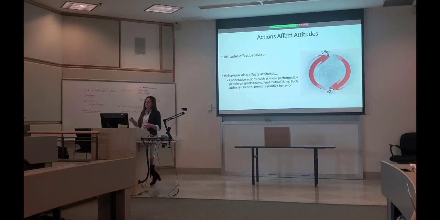Okay, so there's sort of a cycle. Cooperative actions, when people help each other, actually feed mutual liking. And that leads to more helping. And you can get into a positive spiral. And then you can imagine conflict as a negative spiral. We're doing things to each other that aren't very nice. Now we don't like each other. We do worse things, hate each other.